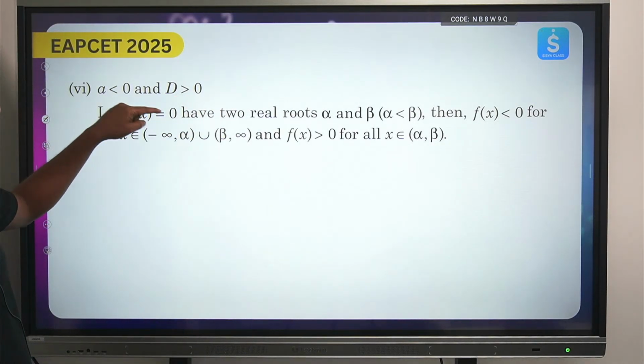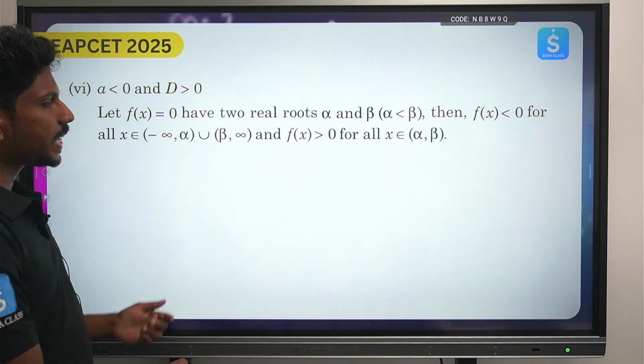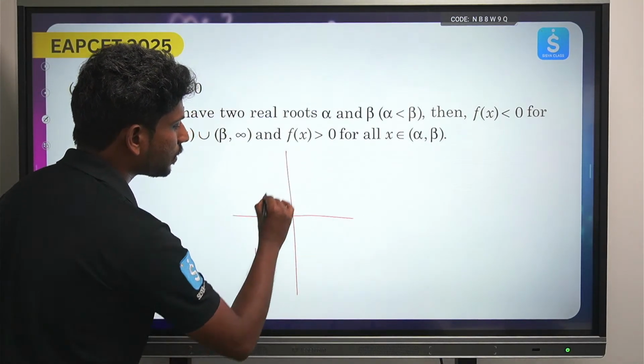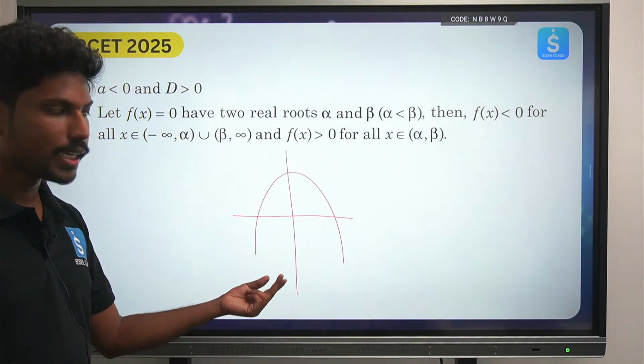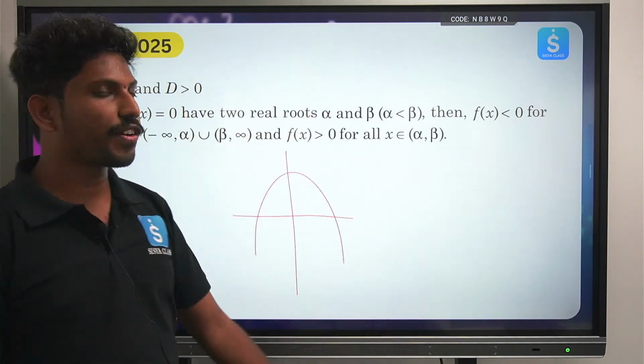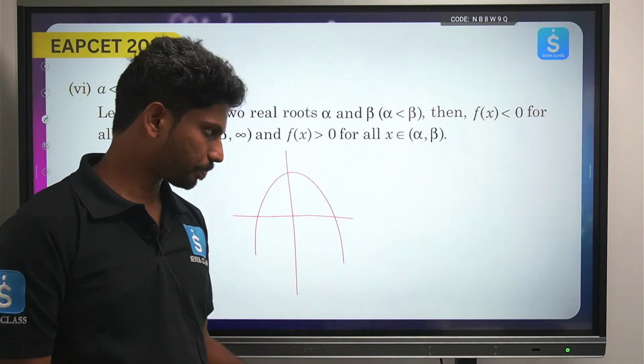Now the next one, if you see, a is less than 0 and d is greater than 0. Now when he's saying a is less than 0, d is greater than 0, that means it is intersecting the x-axis at 2 points, and a less than 0, concave down, right? So this is the whole framework of the parabola, right?